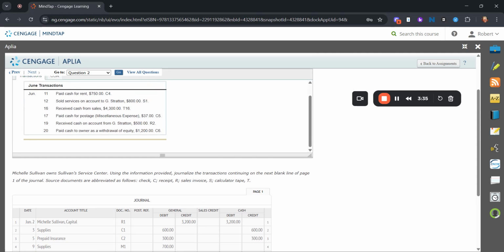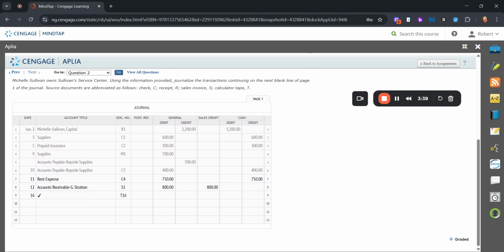Sorry, $4,300. I got off by a line. $4,300 for sales. So $4,300 sales credit, because that's an increase in owner's equity. And the increase in cash goes on the debit side, $4,300.